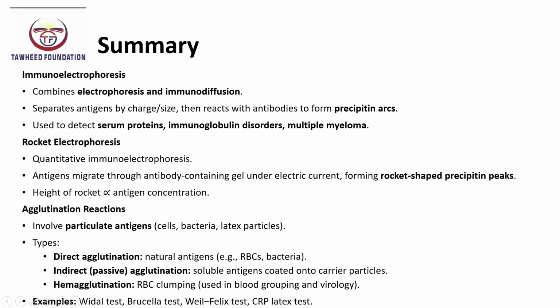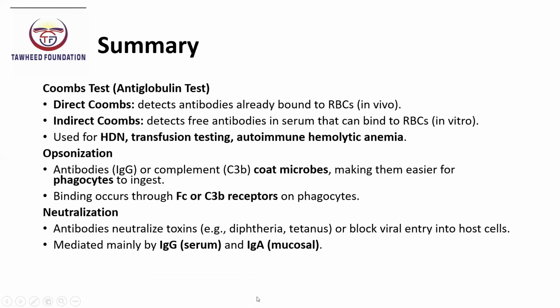Examples are Vidal test, Brucella test, Weil-Felix test, and CRP latex test. Coombs test, that is antiglobulin test. There are two types of Coombs test: direct Coombs test and indirect Coombs test. Direct Coombs test detects antibodies already bound to RBCs, that is in vivo. Indirect Coombs test detects free antibodies in serum that can bind to RBCs in vitro. It is used for HDN, transfusion testing, and autoimmune hemolytic anemia.